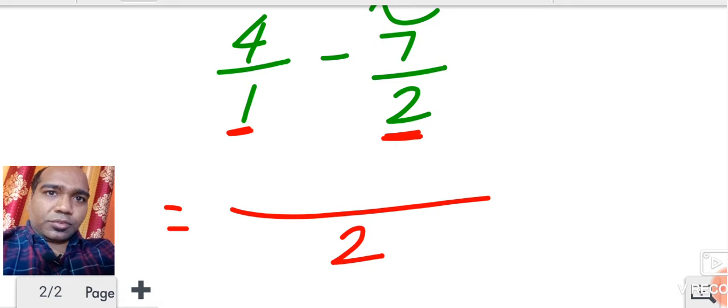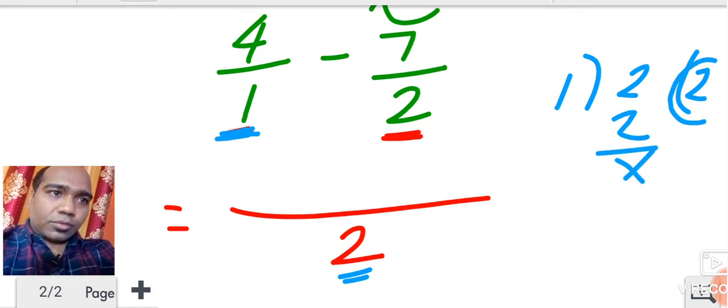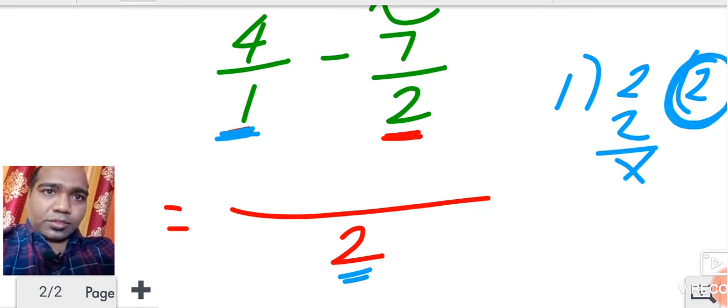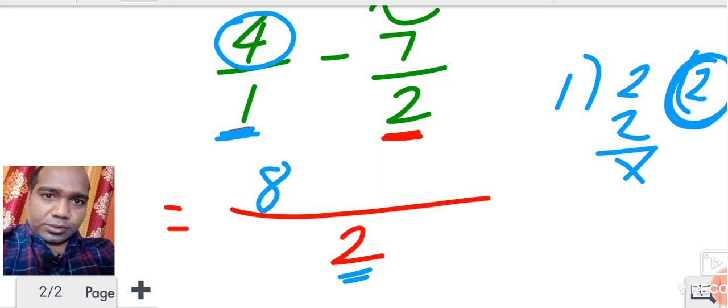Now this 2 is the LCM. We have to divide with the denominator and multiply with the numerator. So 2 divided by 1, how much will you get? 2. So we get the answer 2, and this 2 we have to multiply with the numerator. 2 times 4 is how much? 8. So we'll write here 8. Now minus is there, so we'll write here minus.